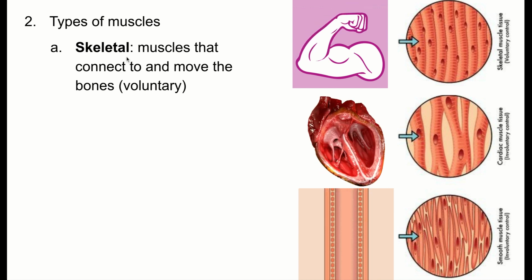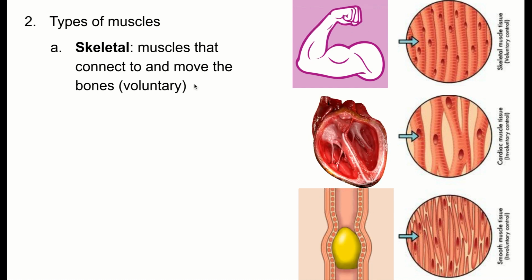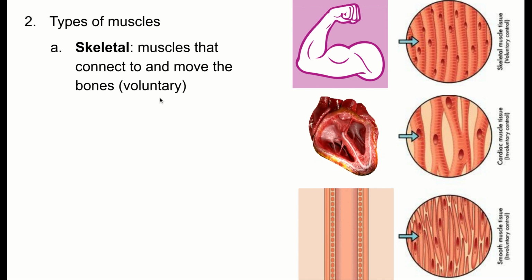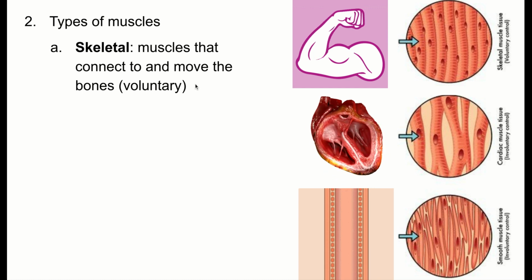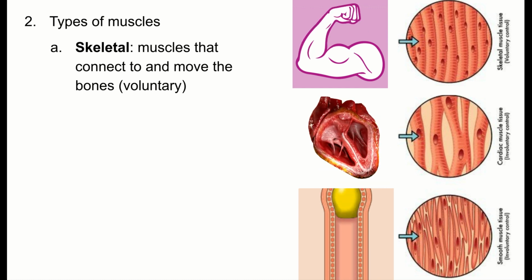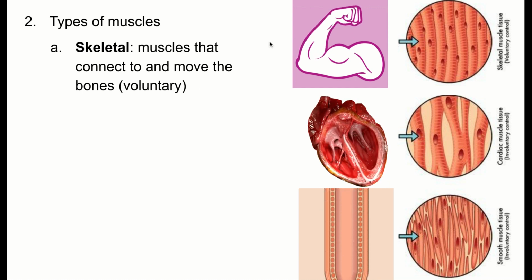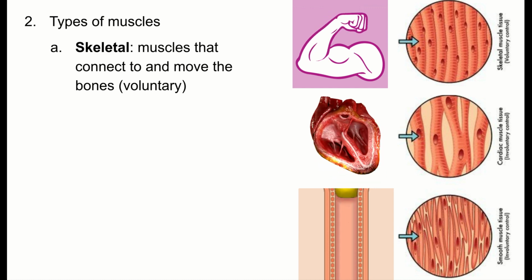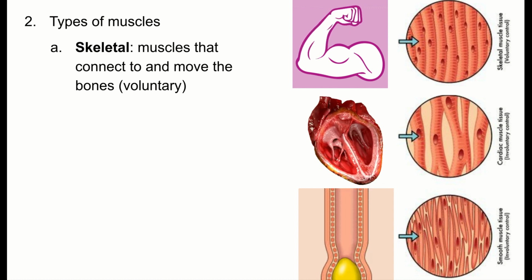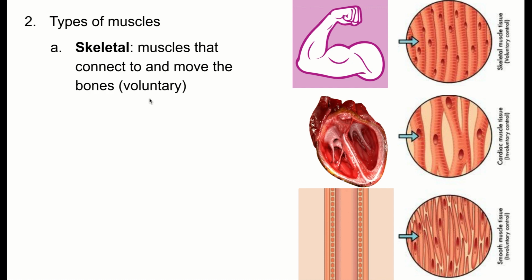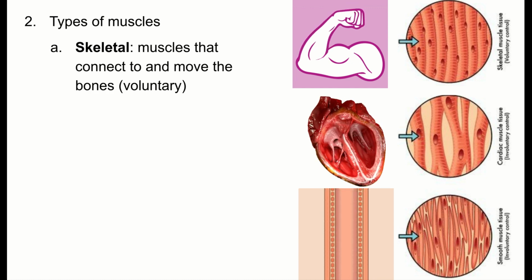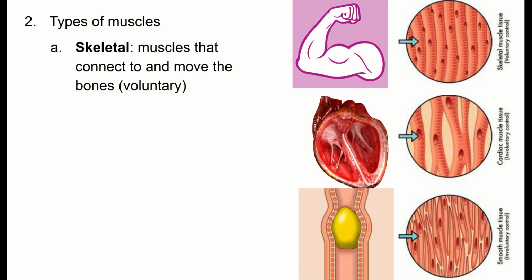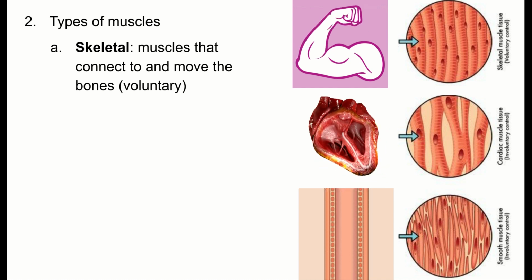These are muscles that connect to and move the bones. They are also voluntary muscles. Let me tell you what I mean by this. First of all, these are the muscles you think of when you think of muscles. When you move your arm, when you move your legs, when you blink your eyes, those are muscles connecting to bones, and those are muscles that you can voluntarily move, that you can control on your own. Those are the only types of muscles that you can control.